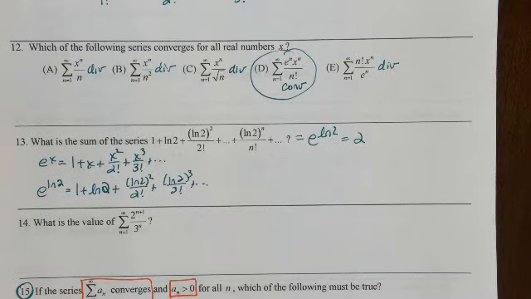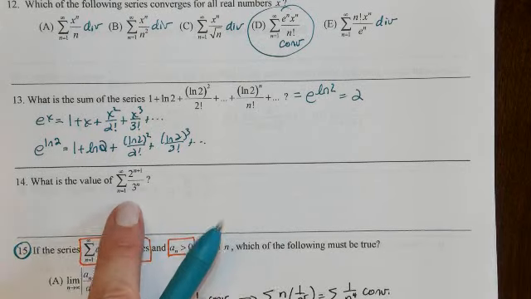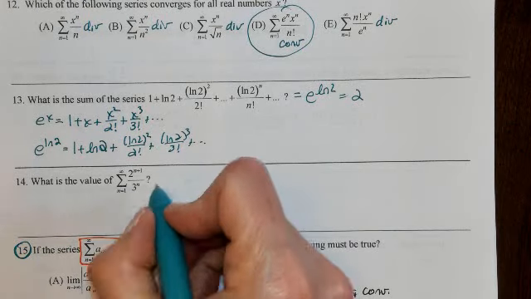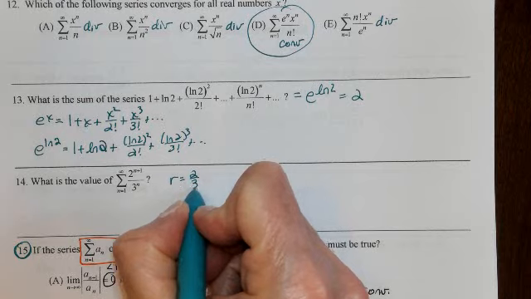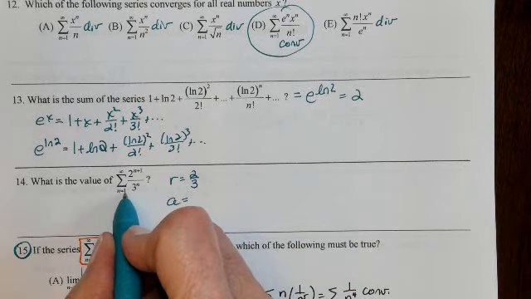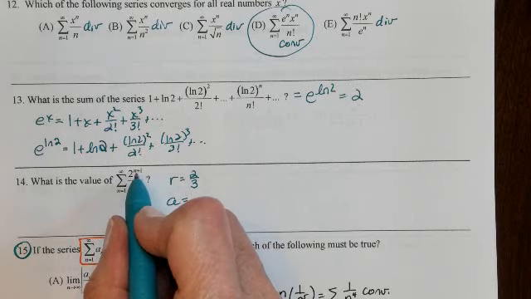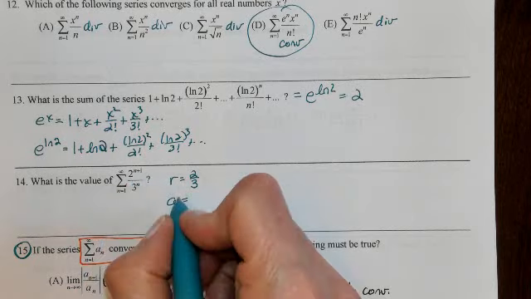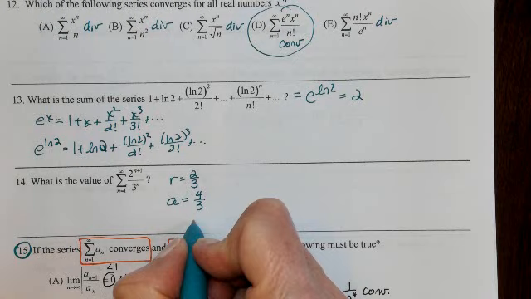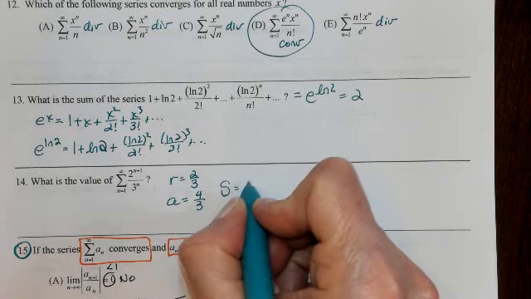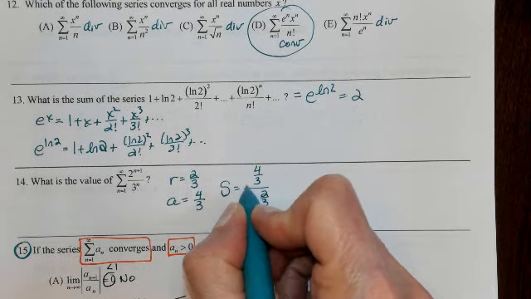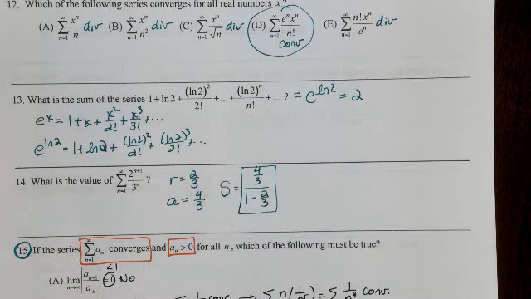Okay? All right, what is the value of this series? Well, this is a geometric series. R is 2/3. A, the very first term, is what we get when we put 1 in for n. So when we put 1 in for n, we have 2 squared, which is 4, over 3 to the first, which is 3. So the sum is a over 1 minus r.